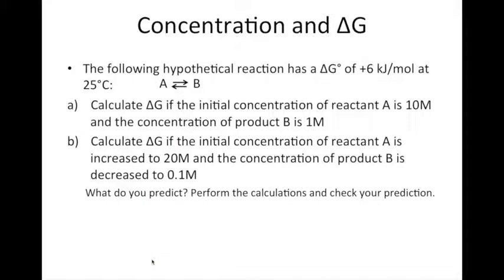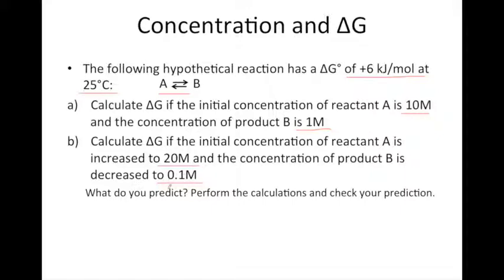So let's take a look at a problem, kind of some made up numbers here, to help us illustrate that. In this hypothetical reaction, we're given delta G standard of positive 6 kilojoules per mole at a temperature of 25 Celsius. Calculate delta G if the initial concentration of A is 10 molar and the concentration of B is 1 molar. Okay, calculate delta G there. Then, what if we increase the concentration of A to 20 molar and decrease the concentration of B to 0.1? How is that going to affect delta G?